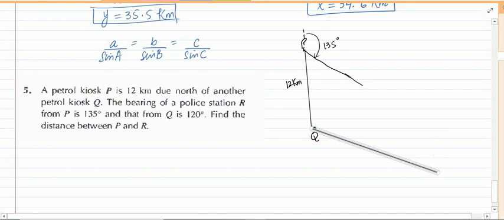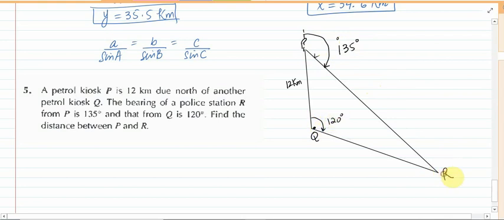And from P it's like the same. So that is my point R. I'm going to rub the extra part. So that bearing is 135, right? And that bearing is 120, and that is my point R. So that is my figure. Find the distance between P and R, so that means this value is x.